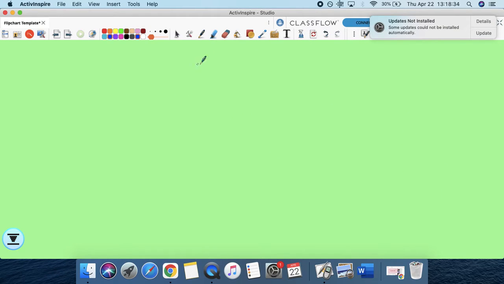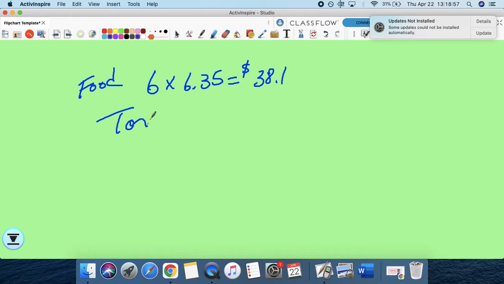3. El coach compró 6 pizzas. 6 pies times 6.35 y le dio 18% de propina. So let's find out cuánto gastó él en la pizza. 6 times 6.35, $38 and 10 cents. So this is the food, la comida. The tax is, ¿cuánto? 18%. So 18% is 0.18. Times 38.1.